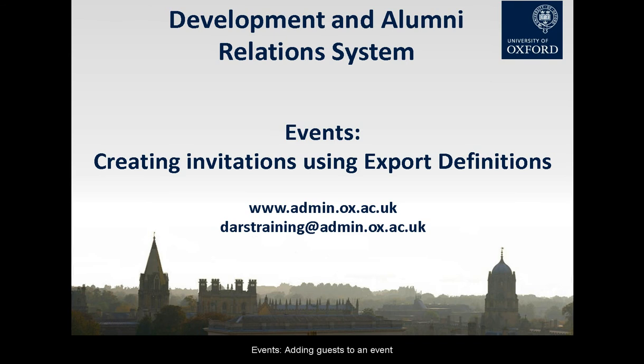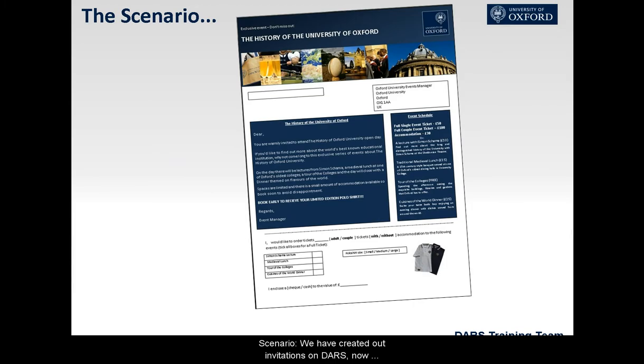This tutorial is going to take you through how you can add your guests to an event once you've created your event and you now have an invite. So by now you should have created your invitations that you're going to send out to your event. If you're not sure how to do that, check out the video on creating invitations using export definitions. So picking up from the last scenario, we've created our invitation on DARS and now we need to record that invitation against the event and invite our guests.